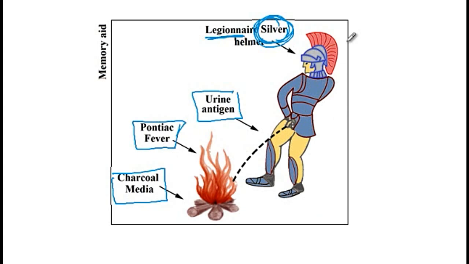And then finally, the other feature of Legionella is the Pontiac fever that can develop in these patients. So again, just imagine this photo and then you will know that the silver stain is used for the staining of Legionella. You can detect it by the urine antigen or you can grow it on charcoal media. And then finally, one other feature of Legionella is Pontiac fever. And that concludes our discussion.